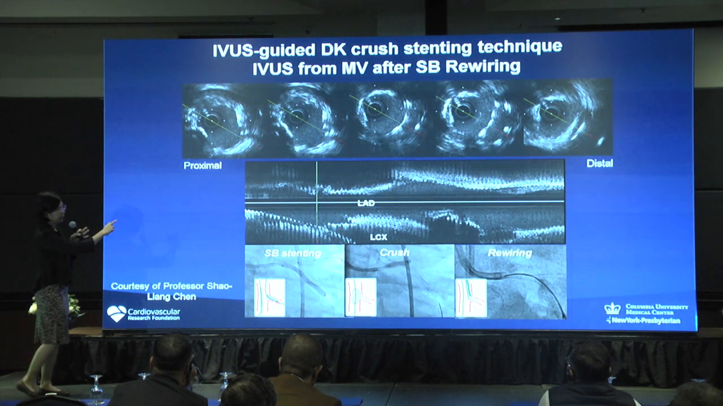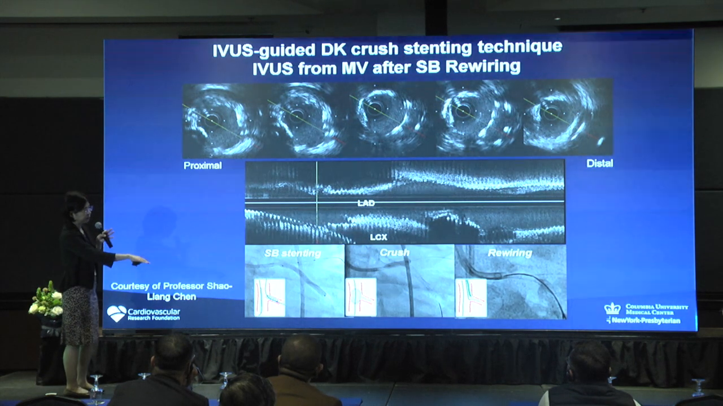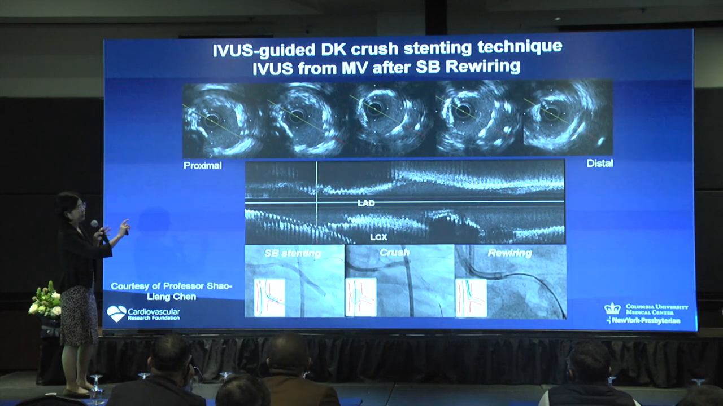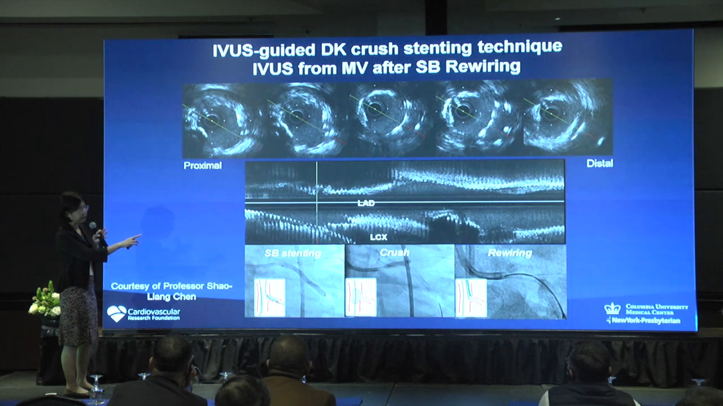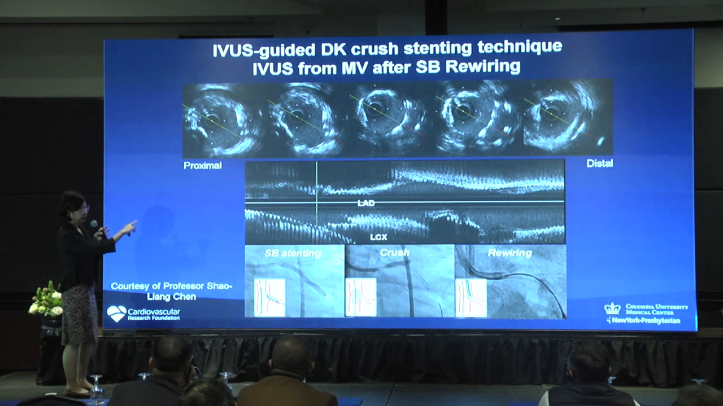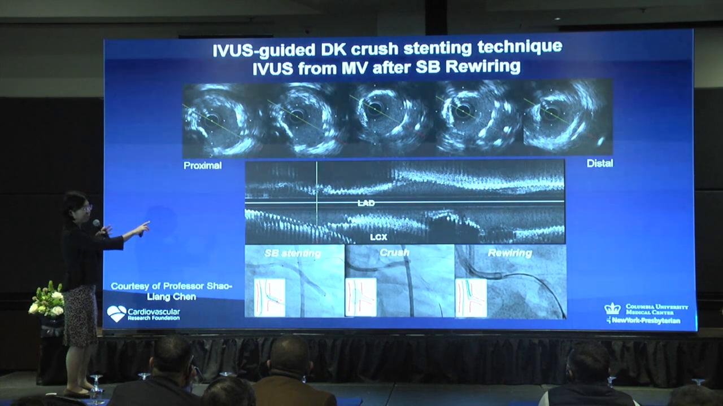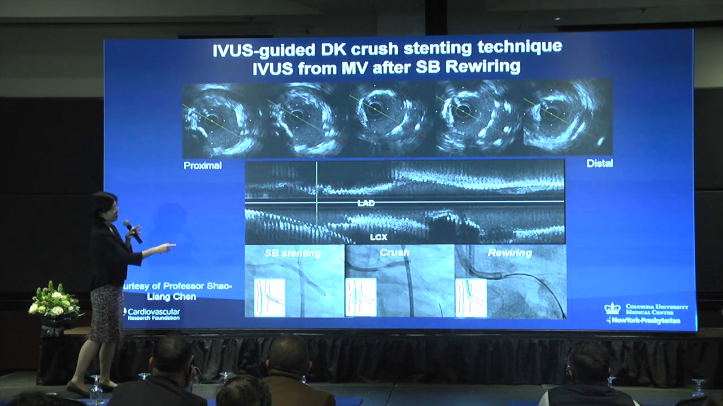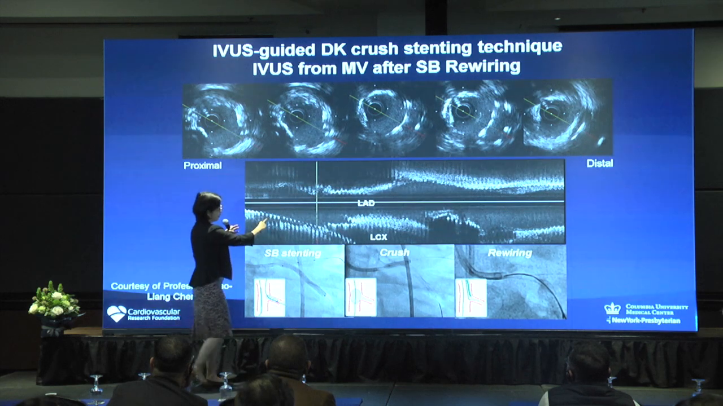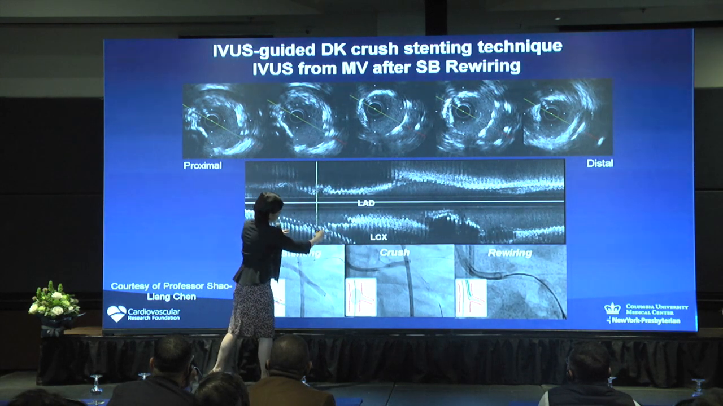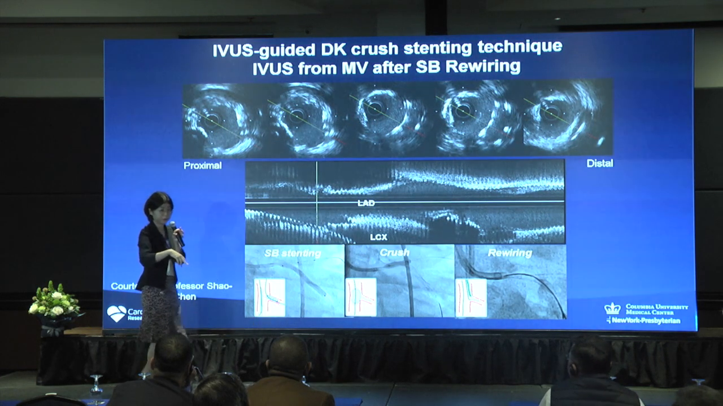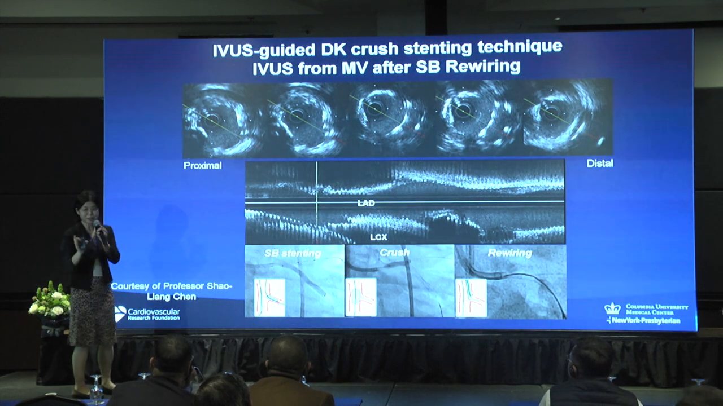So this is IVUS after the stenting into the circumflex, and this is a part of the DK crush, and then they rewire and confirm where the wire position is. Because this is DK crush, we prefer proximal wiring. So you can see the wire from the left main to the circumflex, this is the circumflex ostium, and you see the wire in the proximal portion. That looks good.